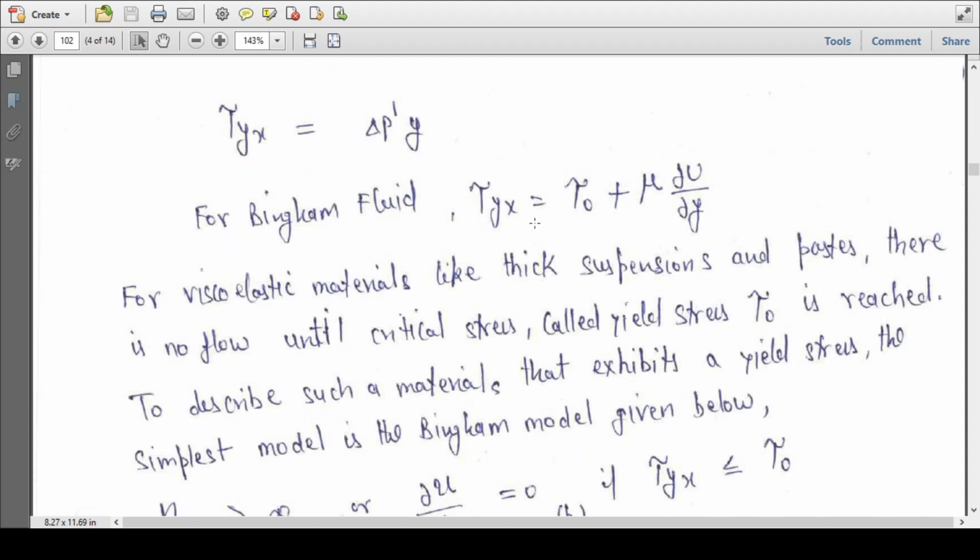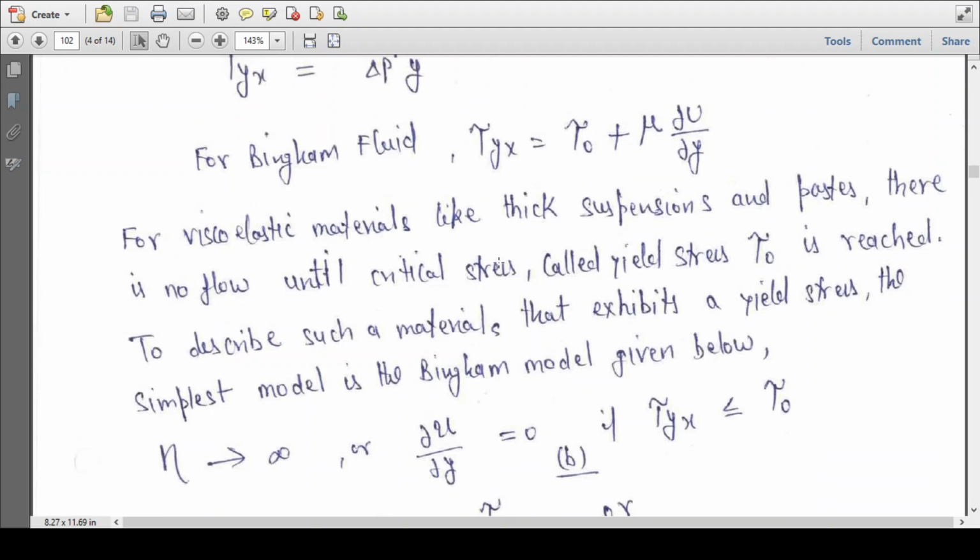Now for a Bingham fluid, tau yx is given by tau naught plus mu del u upon del y. To make it flow you need a minimum stress, and that is called the critical stress or yield stress. If the magnitude of your applied stress is less than or equal to this tau naught, then till that time the fluid, or the material, will not flow. After that it will start flowing. So you need a minimum shear stress; below that it will not flow.